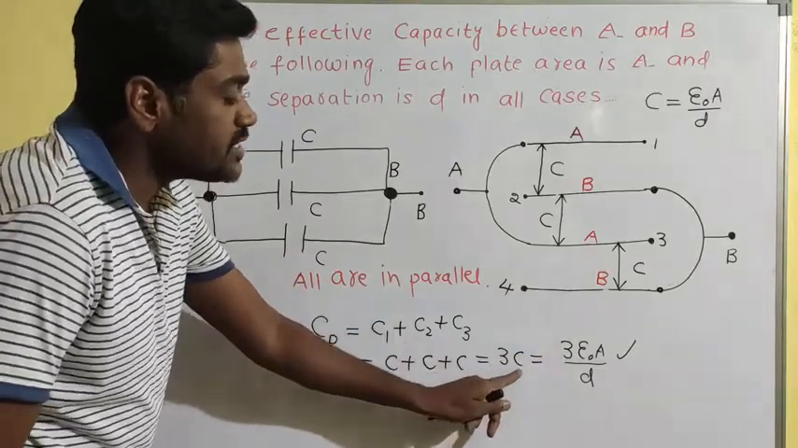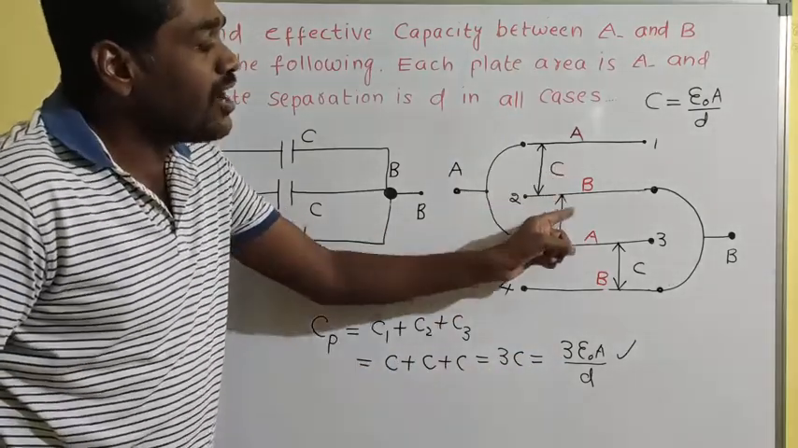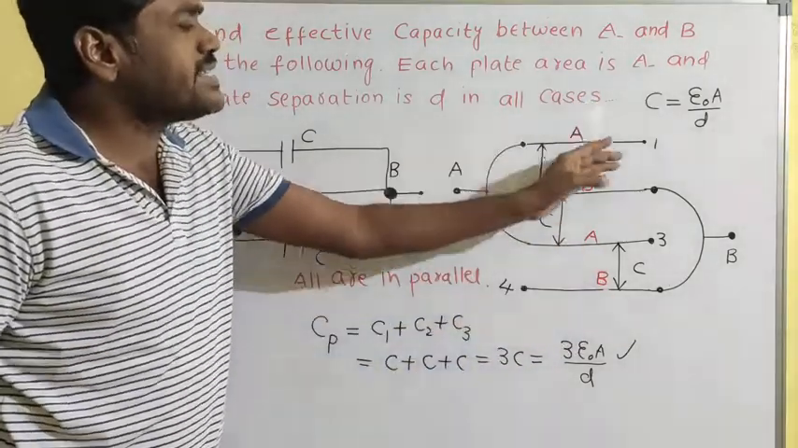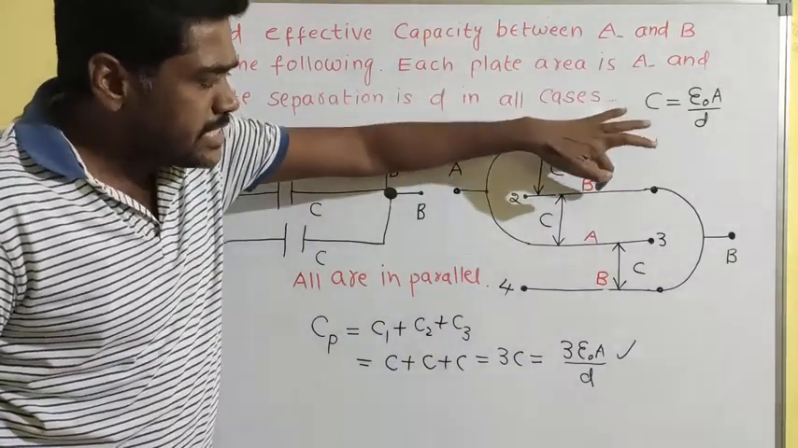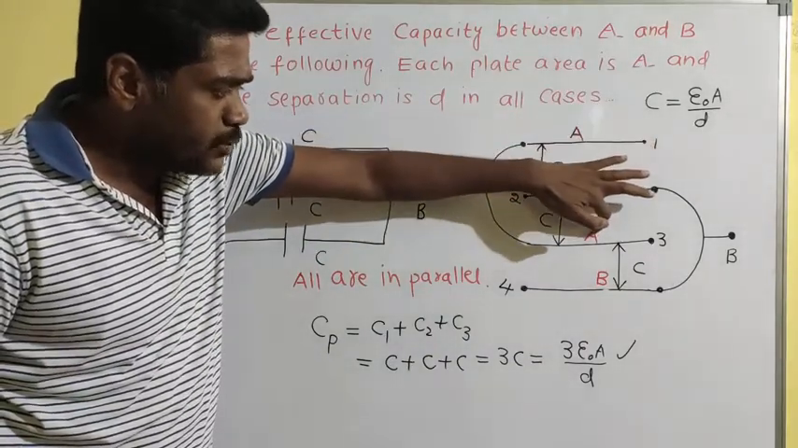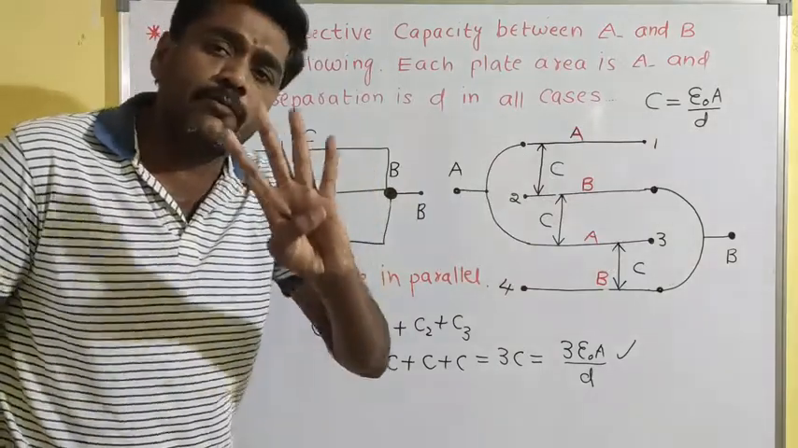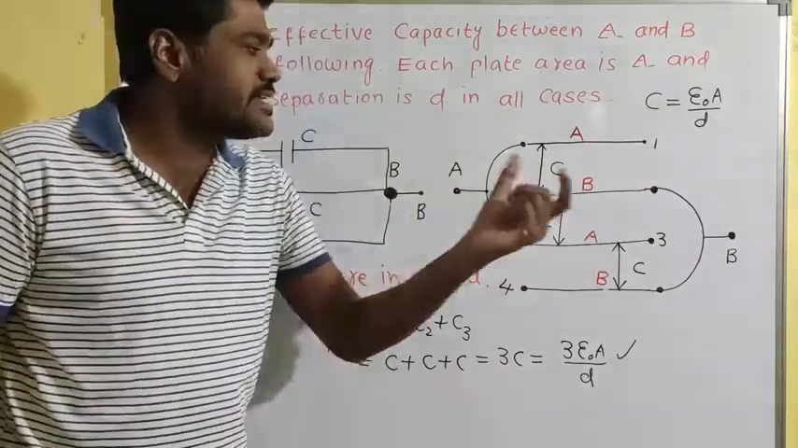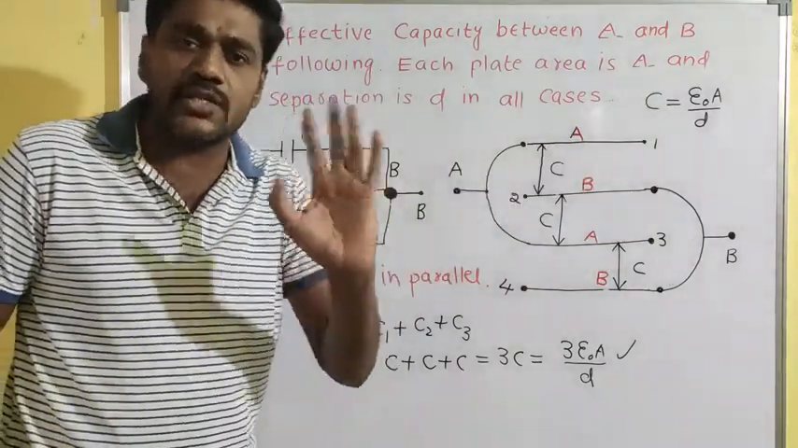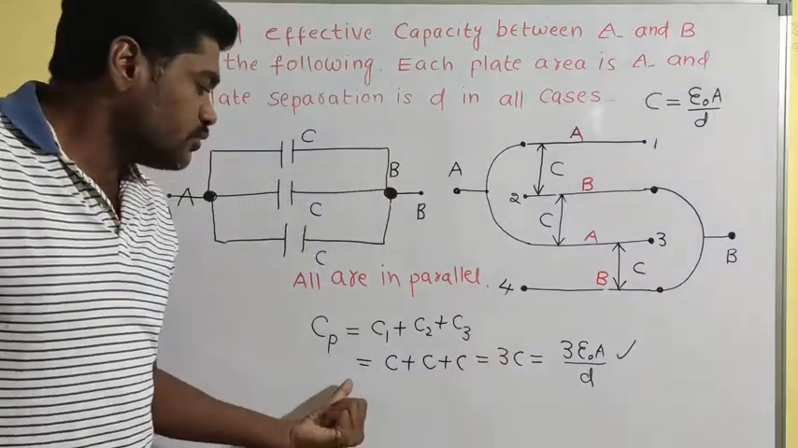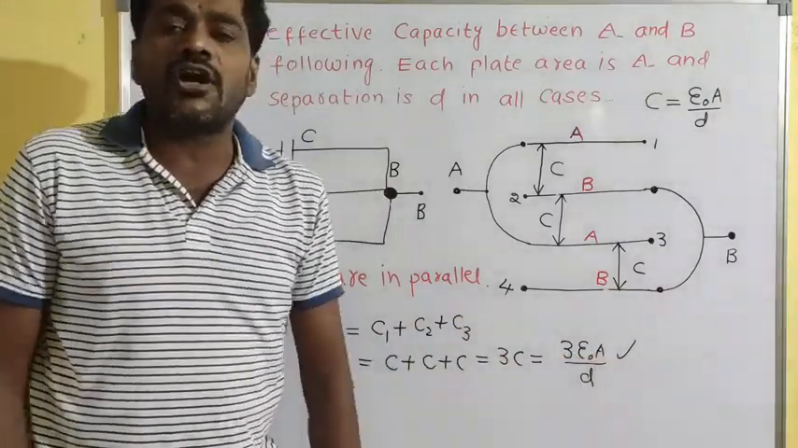So 3 into C. And sir, why are you always taking C for all? Because all plate areas are the same. It's plate area A, it's plate area A, it's plate area also A, 4 plates given. The 4 plates' areas are the same and the distance between each plate, the separation, is also the same. That's why Cp is equal to 3 epsilon naught A by D.